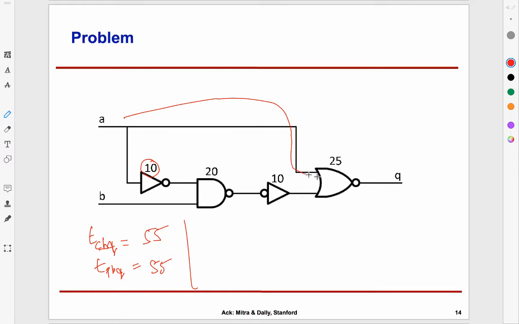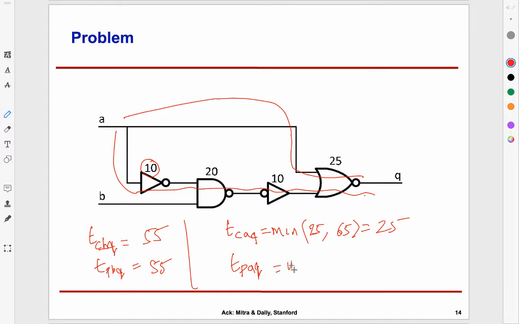So let's move to the more interesting case. A has two paths, one going like this and the other going like this. So let's look at contamination delay, TCAQ. What's the strategy? I have two paths. So my contamination delay is going to be the minimum of the contamination delay across the two paths. So the min of the upper path is what? 25. And the lower path is 10 plus 20 plus 10, so there's 40 plus 20, 65. So contamination delay is 25. And propagation delay is going to be the max of the same, and therefore it's going to be 65.